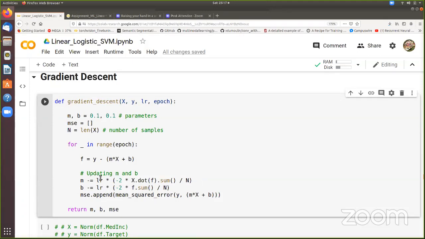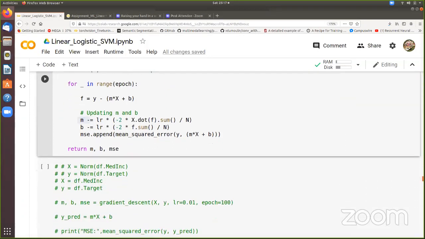And this is the learning rate. You can choose it. It's a hyperparameter. And we just update our slope by subtracting the learning rate multiplied by this delta w, or delta m here. And the same for the intercept. And we compute the mean square error between the target and the predicted value. And we return the slope, intercept, and mean square error.